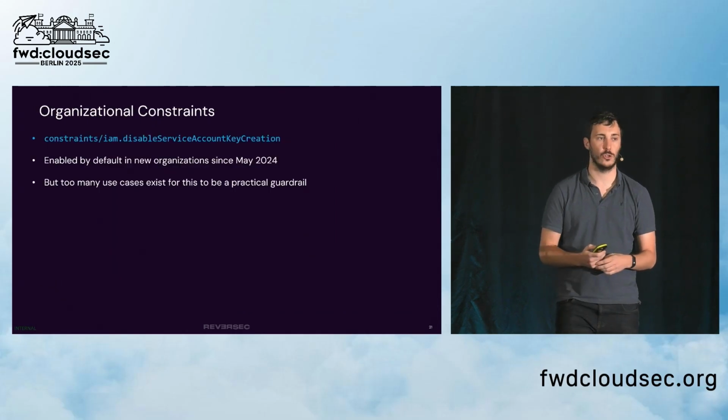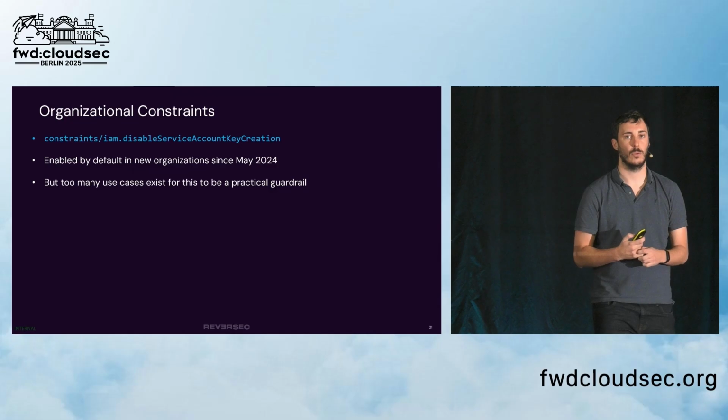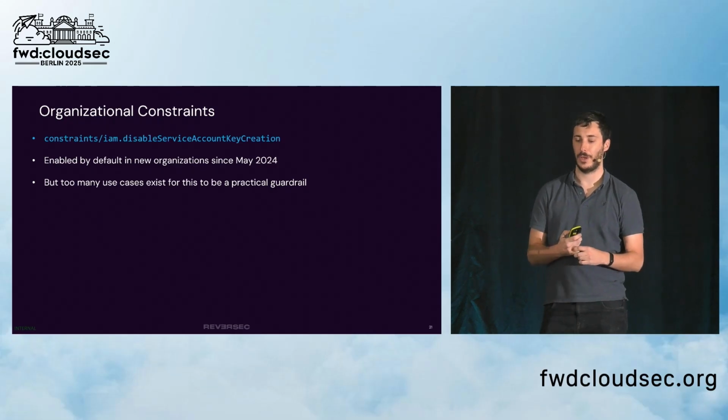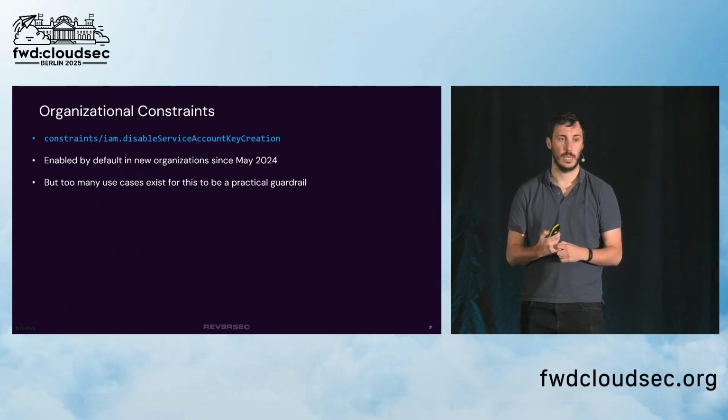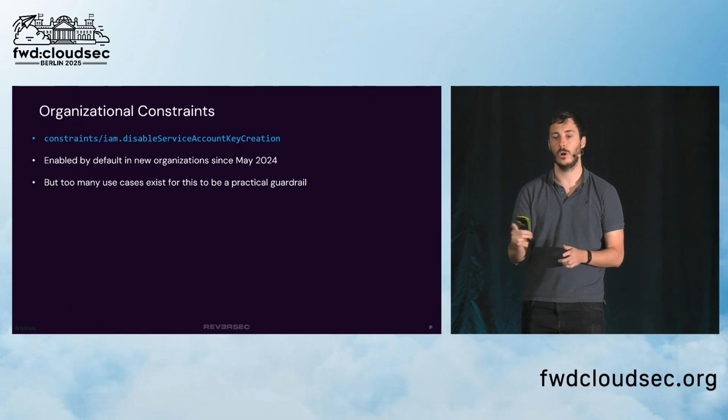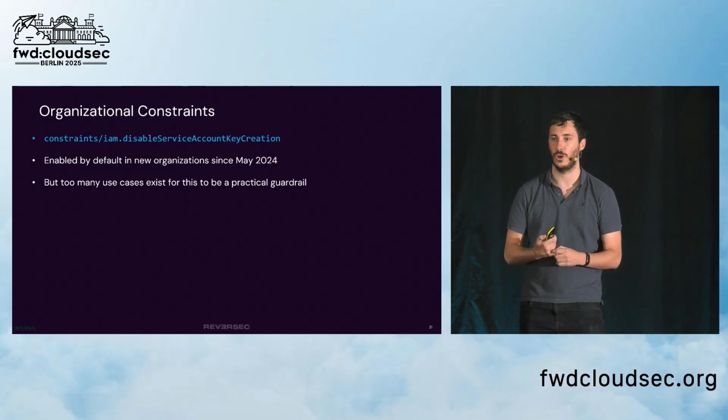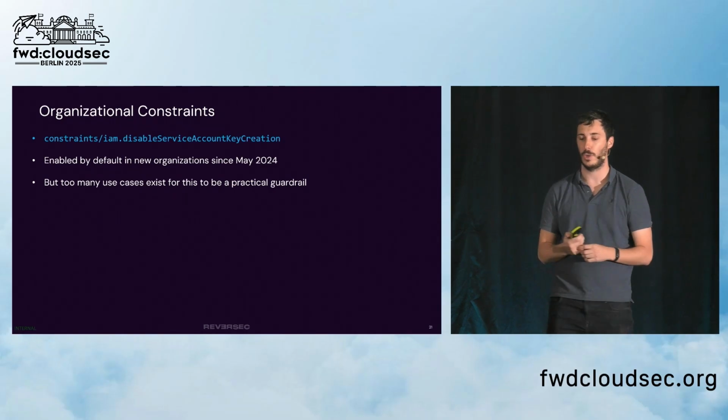There are also organizational constraints. One that's enabled by default on newly created organizations is to enforce that it's not possible to create service account keys. So Google are trying to assist and push developers in the direction of secure by default. But at the moment, we're not in a place for this to be an effective guardrail. How many people are familiar with this organizational constraint, who've used Google workloads and disabled it? A quick show of hands. Yeah, so there are people in the room who've done that. So we're not in a position yet where we can rely on that.